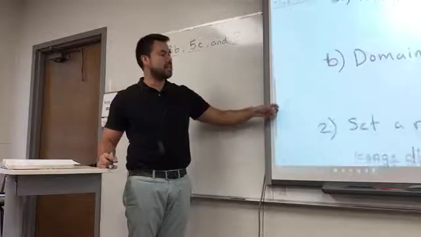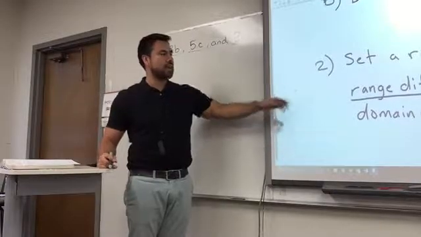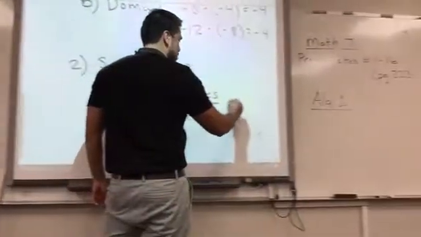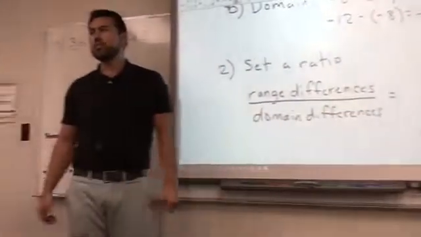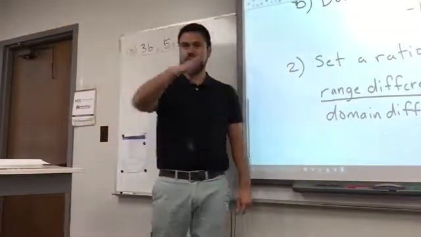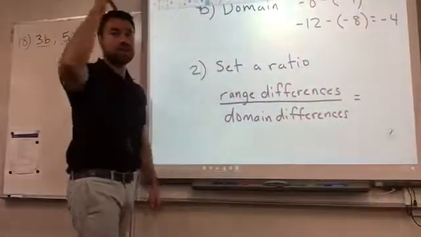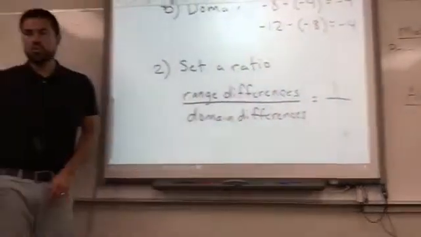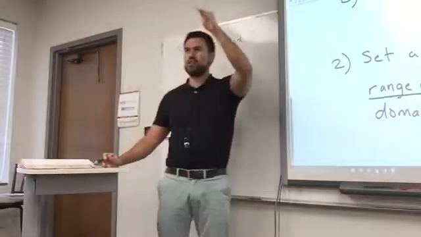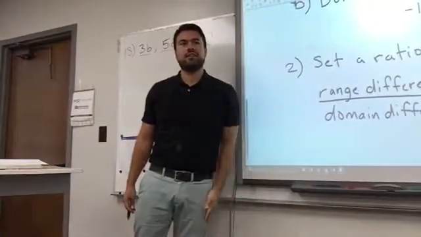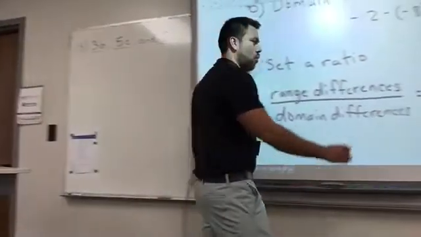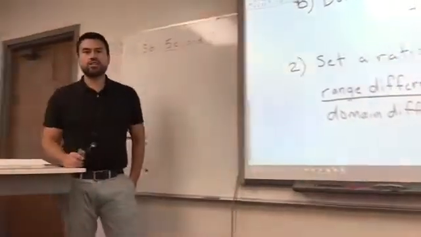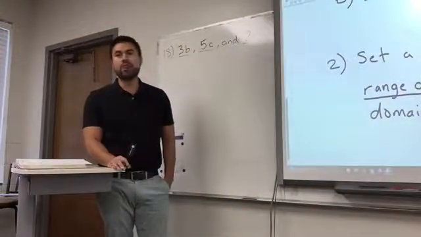But I do see that there is a ratio, and it's between the range differences and the domain differences. What is the range difference? What's the range difference every time you move from one domain or one range value to the next? Jack? 1. That's our top number. What's the domain difference as you change from one domain value to the next? -4. All right? That's our ratio.